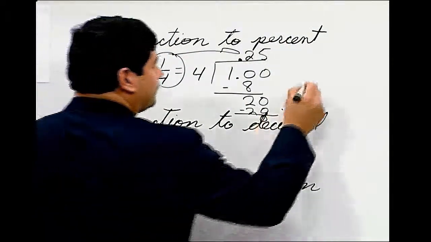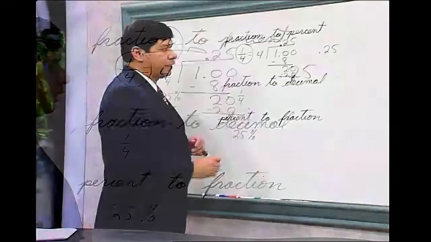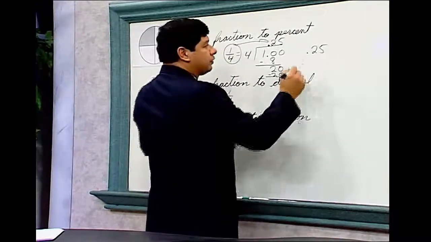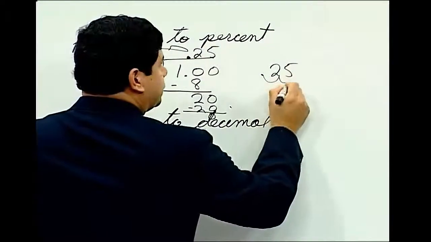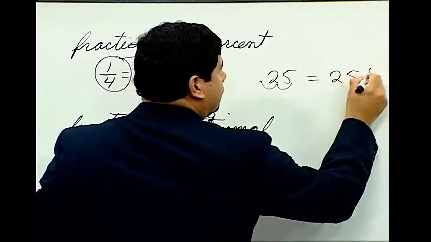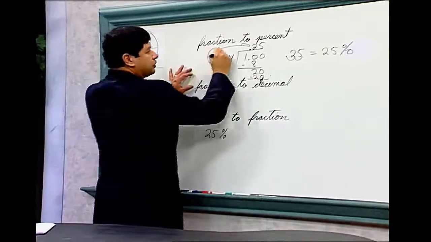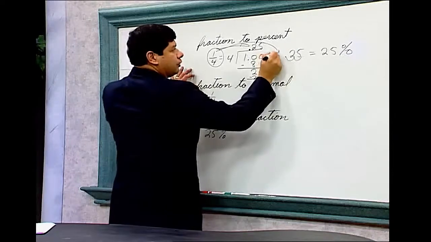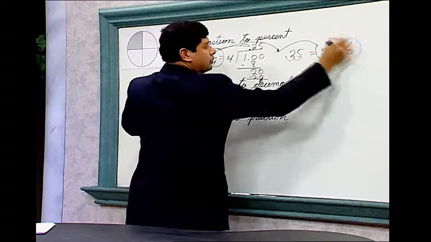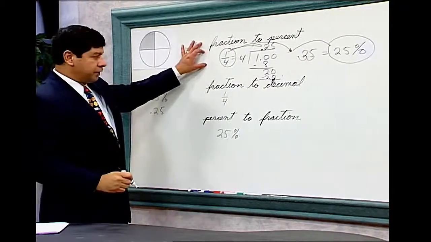Now, using our rule, 0.25, let's convert this decimal to a percent, and that's nothing more than moving our decimal point over 2 places to the right, and in doing so, this would be equal to 25%. So 1/4 is equal to 0.25, which in turn is equal to 25%. A very simple way to change a fraction to a percent.